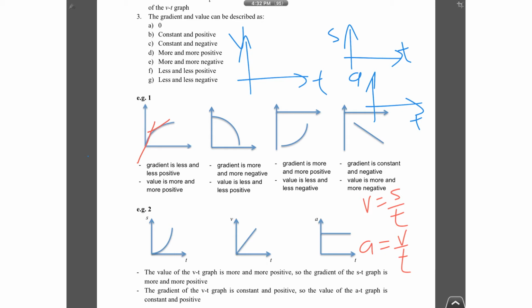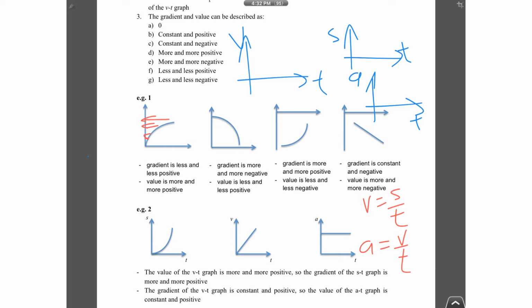Now if I ask you to describe the values, then what do you look at? You look at the y-axis value. Like this. So that means as you are moving along the graph, are all these y-axis values positive or negative? Positive. Are they getting more positive or less positive? Imagine you assign values 1, 2, 3, 4. It's more and more positive. So for this case, we will call the value more and more positive.